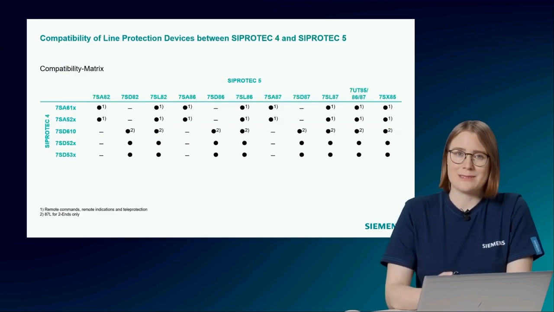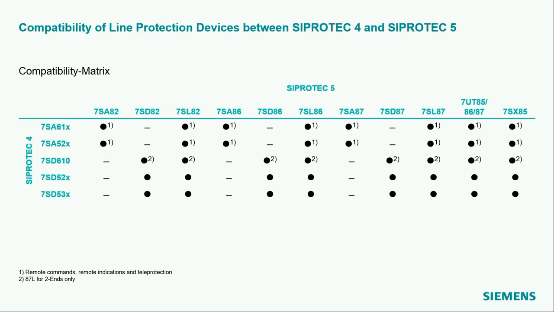This slide shows a compatibility matrix. In my opinion, it looks more complicated than it is. The rules are pretty simple. You can combine the CPROTEC 4 line differential protection devices 7SD with all CPROTEC 5 devices with the capability of being part of a line differential protection scheme, such as all 7SD devices, the 7SL devices, but also the 7UT, or of course our universal device 7SX.